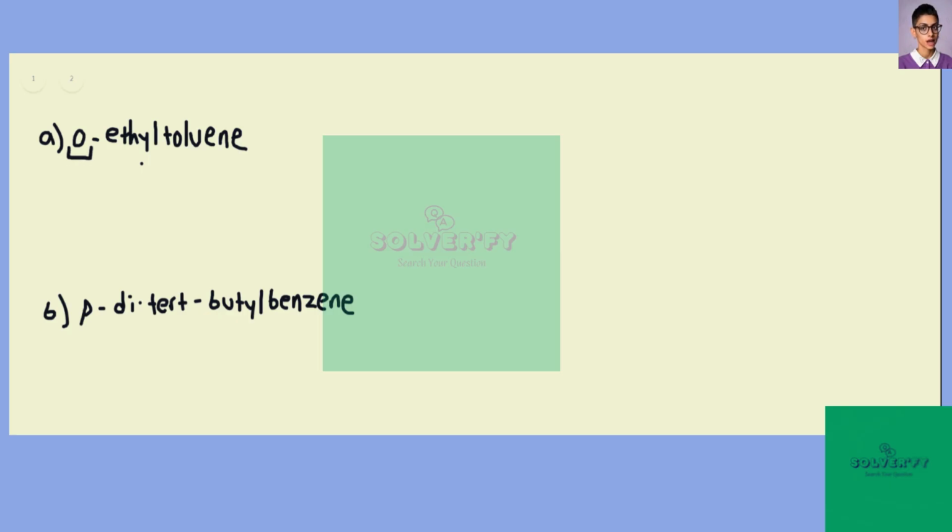So for part A, we see this O right here, and this stands for ortho, which means that the substituents on this hydrocarbon are going to be right next to each other. They're going to be on neighboring carbons. This part right here means that there is an ethyl group. And toluene means that we're going to be starting with a benzene ring that has a methyl group off of one of the carbons. So when you put the three pieces of this name together, we're going to have a benzene ring with a methyl off of one of the carbons and an ethyl group off of the carbon that is adjacent to it.